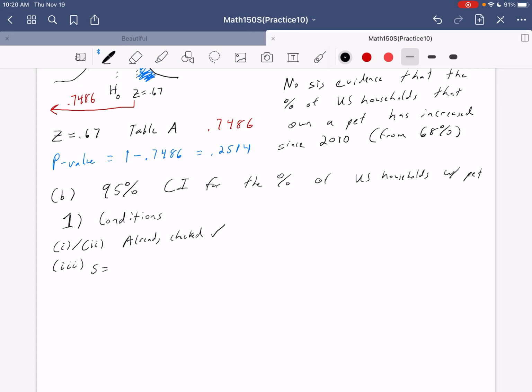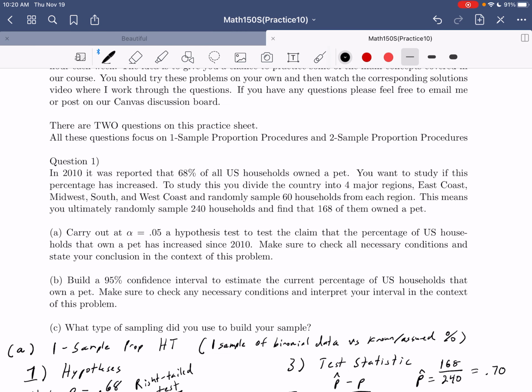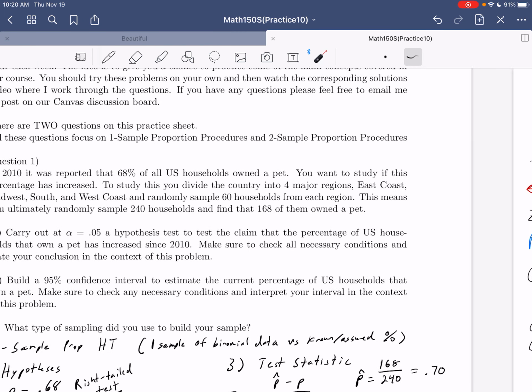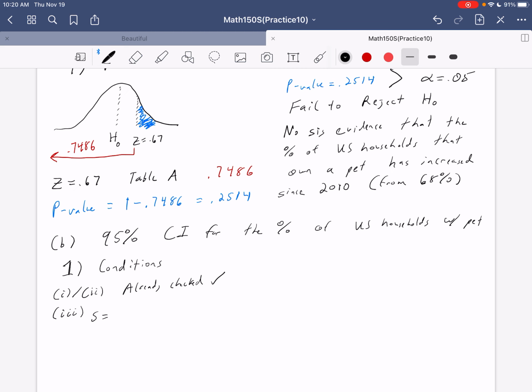So let's check the number of successes. How many households said they had a pet? Well, if we go back and check, we know that that was 168 of them. That was our successes. So we have 168, and that is greater than or equal to 10, so we're all good. And then the failures. Well, how do we figure out the failures?